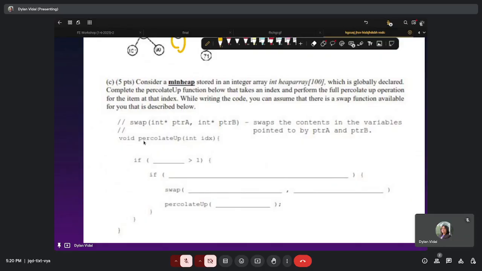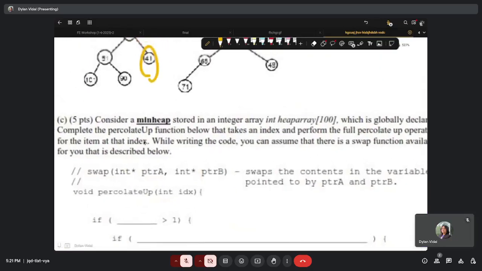So what they want us to write is percolate up, the swapping after you do insertion. So you could imagine you insert, and then remember you have to look at its parent and go up. That's what they want us to write. So it's fill in the blank, so it's much easier than just writing code. But right here we have an if something is greater than 1. That something would be index, because it's a 1-based index, they already told us that at the very top.